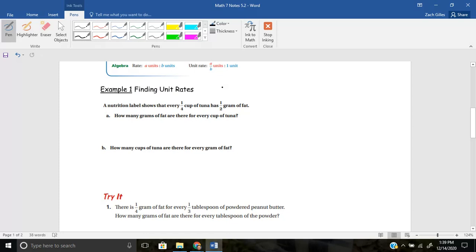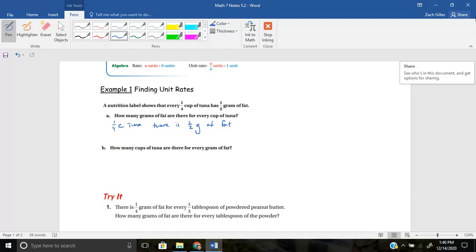Example 1 says a nutrition label shows that for every 1/4 cup of tuna, there is a 1/2 gram of fat. Okay, so you can imagine a quarter cup, what that kind of looks like. I'm sure you know what a measuring cup looks like. A quarter cup is 1/4 of that. There's a 1/2 gram of fat in that much tuna.